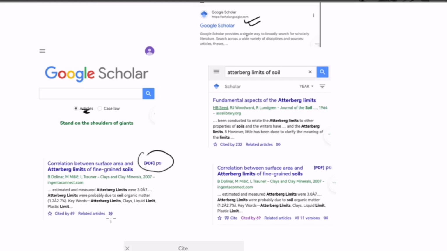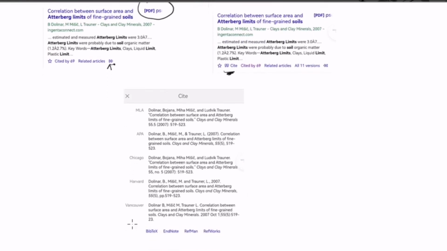For us to do the referencing, I tap these two arrows here. After tapping this arrow, there will be something called cite, and you tap on the cite. When you tap on it, this is what will appear. You have your citation like this, and what we want is to reference the article. We have Harvard style, so this is what we want.